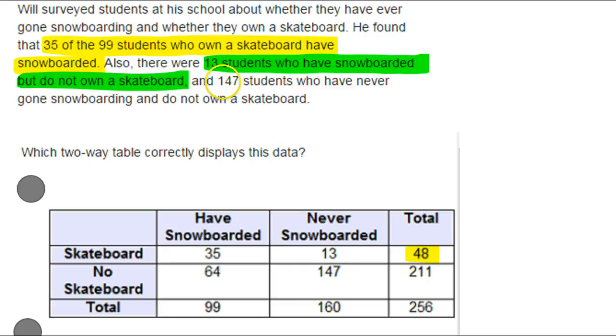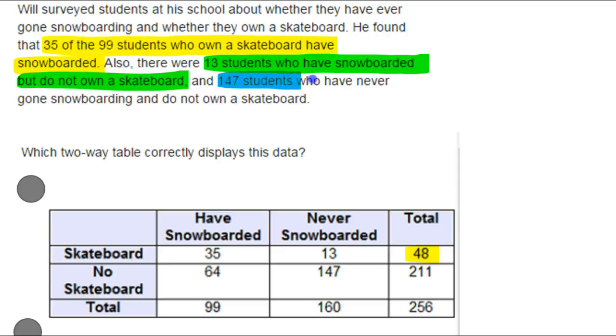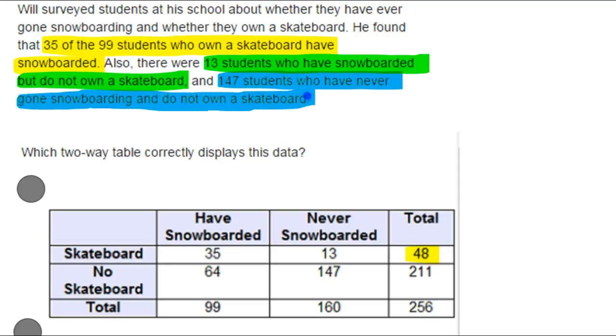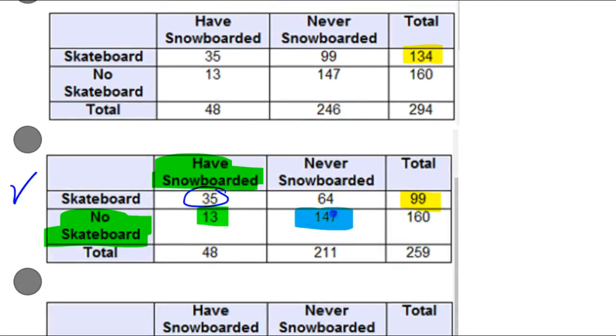And 147 students have never gone snowboarding and do not own a skateboard. Here's that 147. So every piece of information matches this chart. That's why this chart is the answer.